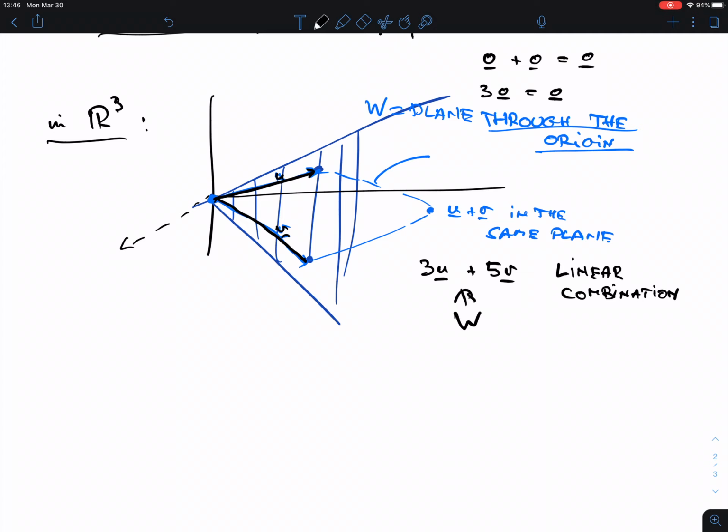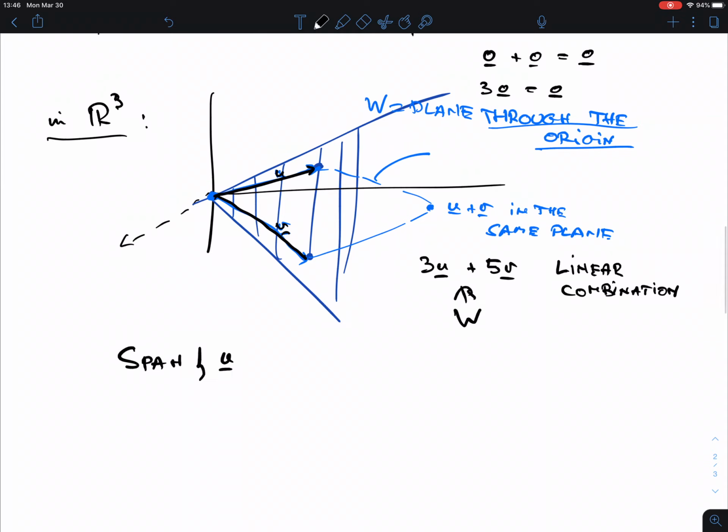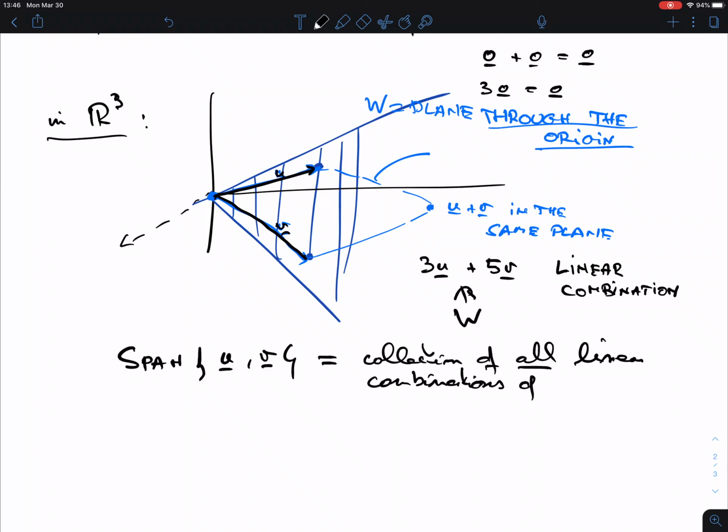And so we could ask, let's look at all possible linear combinations. So the span of, let me see, I want to use the same notation as the book does, I think. Yeah, span of u and v. That is the collection of all possible linear combinations of u and v.